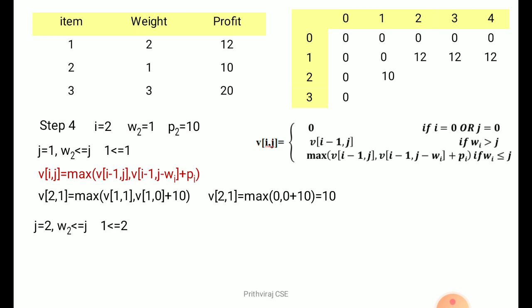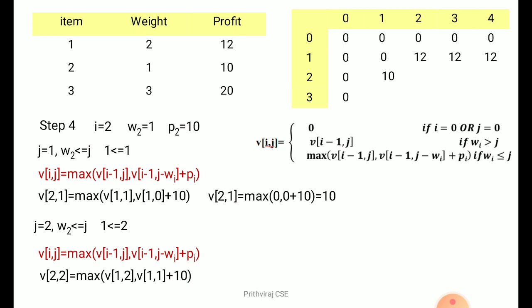Next, j is equal to 2, w2 less than or equal to j, 1 less than or equal to 2. So third possibility once again, v of 2 comma 2 we have to calculate. So for v of 2 comma 2 we will get max of 12 comma 10, which is equal to 12.